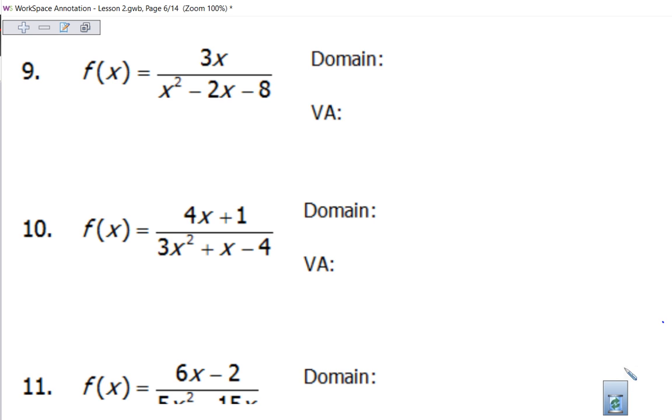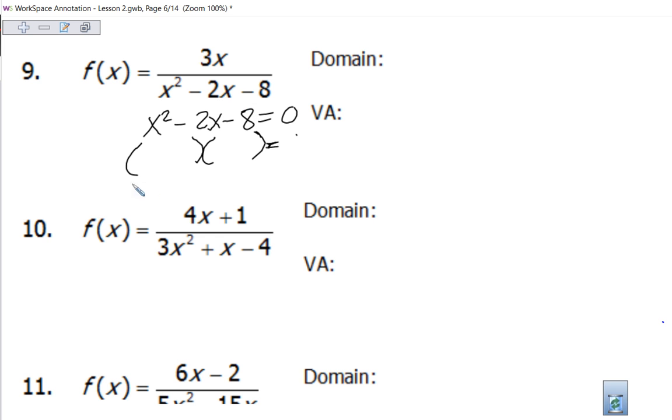Okay, next one, number 9. How do I find the vertical asymptote? Set the denominator equal to 0. So I need to take x squared minus 2x minus 8, set it equal to 0. Now this one, I can't just add 8 to both sides because then I'd have an x squared and an x, so that won't help me. So what I need to do here is solve by factoring. So go ahead and put your 2 sets of parentheses, and that's why we did those first 5 problems. We reviewed our factoring skills so we could do this.